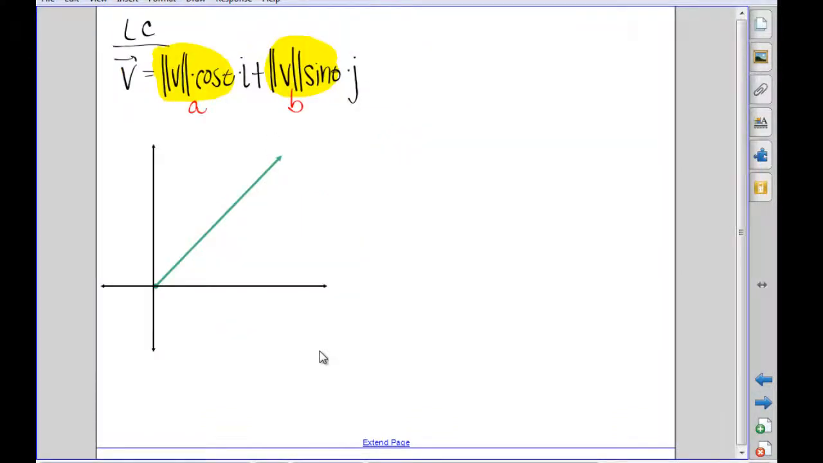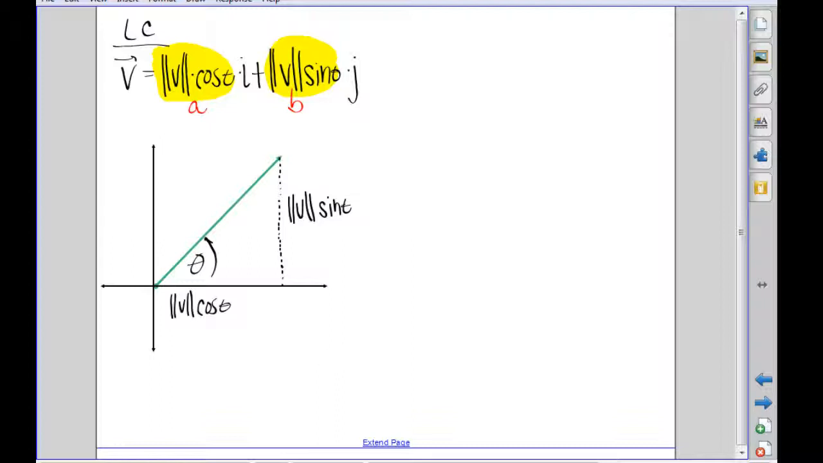So remember, theta is the angle that vector v makes with the positive x-axis. We can continue drawing this triangle in here. So my horizontal component would be magnitude of vector v cosine of theta, and the vertical component of this triangle would be magnitude of vector v times sine of theta.